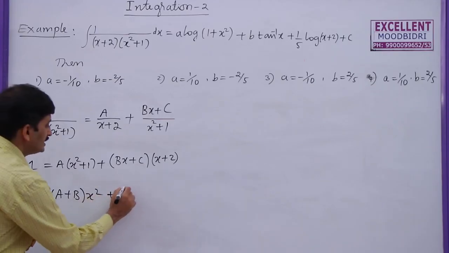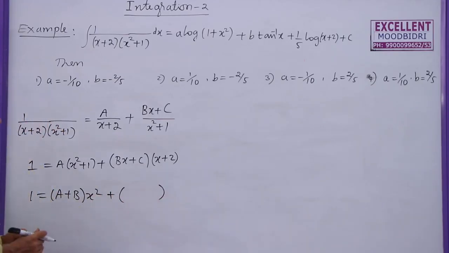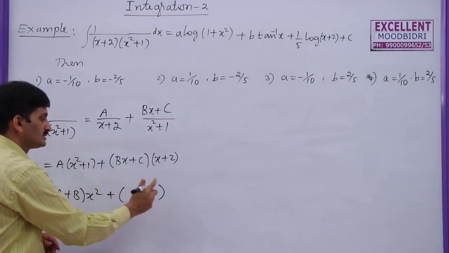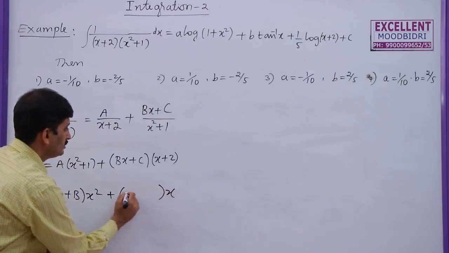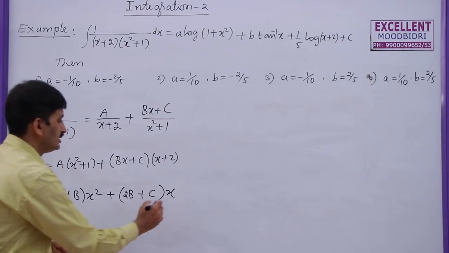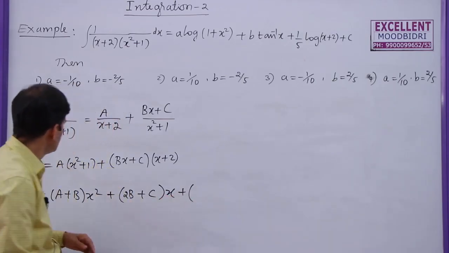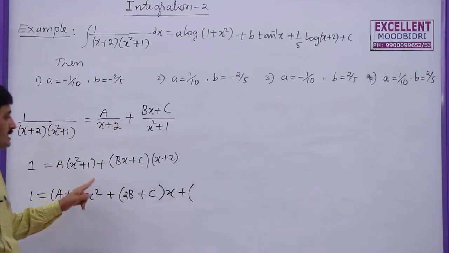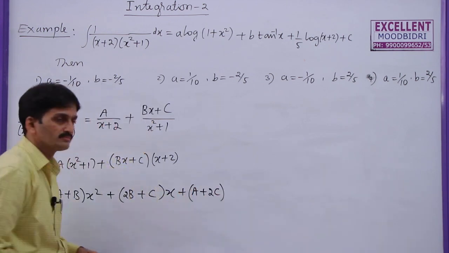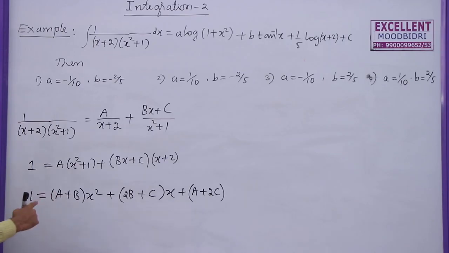Now look at the x term. How many terms containing x are there? 2 terms, I think: 2Bx and Cx. Take x common. So (2B + C) x, isn't it? Now the last constant term. What is the constant term? A into 1, A, plus 2C, correct? Now compare the coefficients.